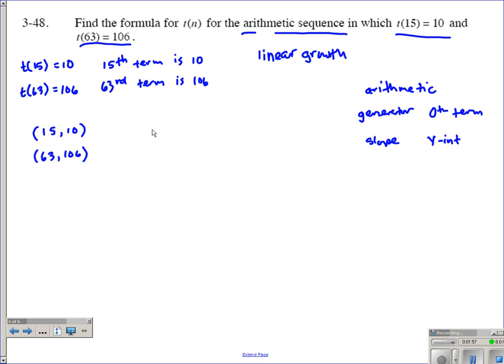So we can use the similarities between these 2 concepts here to help us come up with our formula for t of n. So the first thing I would do here, if I was treating this like it was 2 points, I would go ahead and find the slope between the 2 points. We know slope is equal to the change in the y over the change in the x, or I know a lot of people know it as rise over run. So let's go ahead and see if we can come up with that ratio here, the ratio of the change in our y's to the change in our x's. I'm going to go ahead and do 106 minus 10, and we're going to do 63 minus 15.